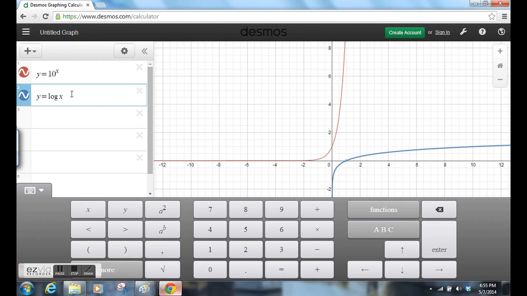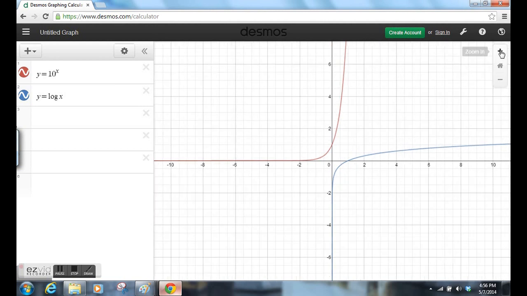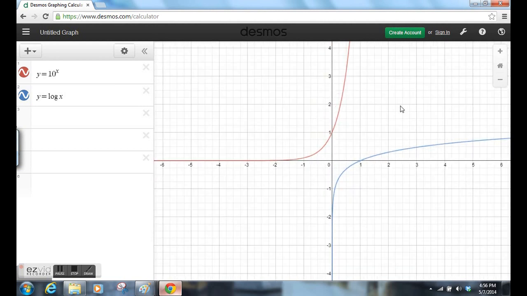So here, let me get rid of this one. Here's the graph of y equals 10 to the x, that's an exponential function. And here is the graph of y equals log base 10 of x. See? So there, imagine an asymptote of the y equals x line. It's like they are mirror images of each other, mirror butterflies that make up log functions and exponential functions.